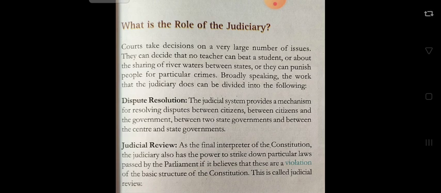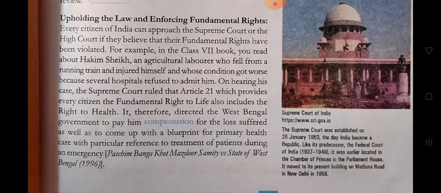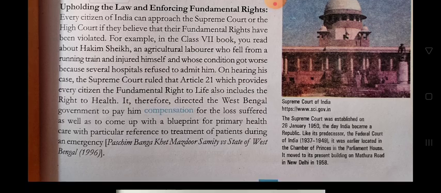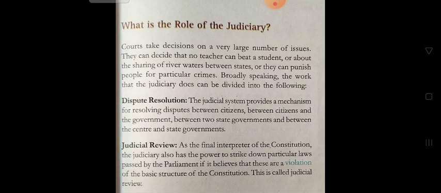Courts make decisions on a large number of issues. The works the judiciary does are as follows. First one is resolution of dispute. Second is judicial review. Third is validating the law and applying fundamental rights. So the first is resolution of dispute. It means the judiciary resolves problems between citizens, between a citizen and the government, between governments of two states, and between the states and the central government.